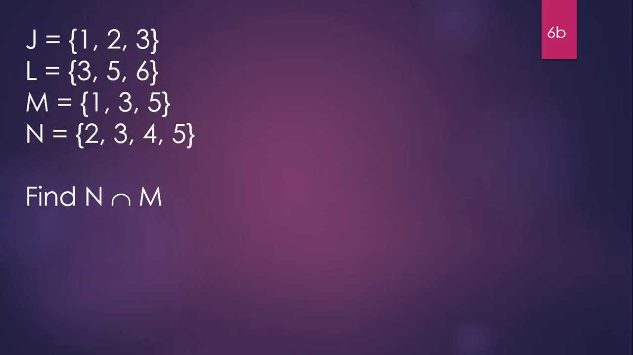For the same list of sets, answer this question. We're looking for N intersect M, which means we want a set containing all of the elements N and M have in common, which would be a set containing 3 and 5.